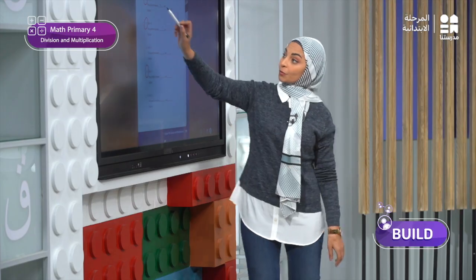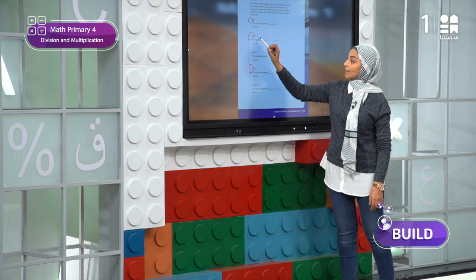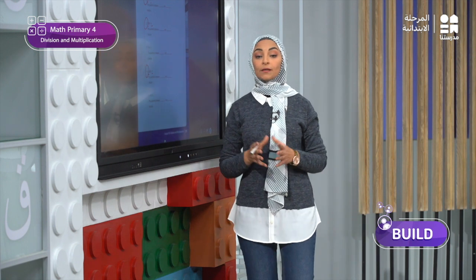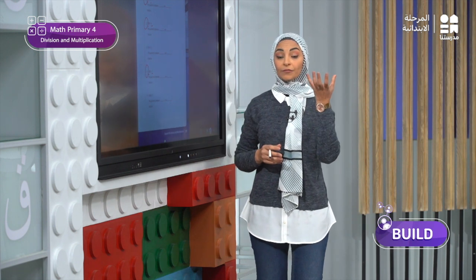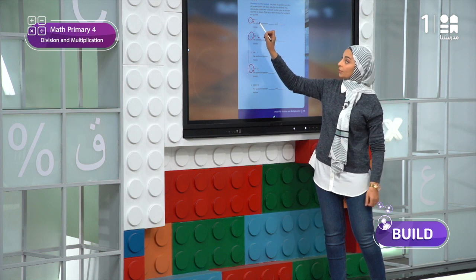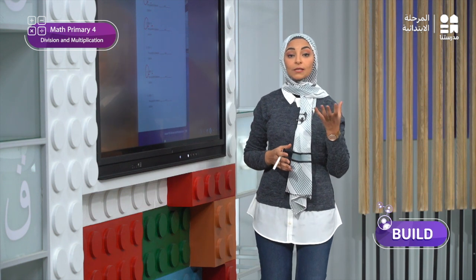Let's see. 3 is less than 5, which is the divisor. And in problem 2, 1 is less than the divisor, which is 6. Also in problem number 4, 1 is less than 7, which is the divisor. Okay. Now we'll regroup it. Since the first number in the dividend is smaller than the divisor, what will I do? I will have to do regrouping with the next digit. That means I will have to do 34 divided by 5, 12 divided by 6, 14 divided by 7.